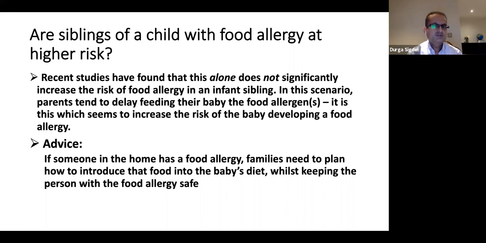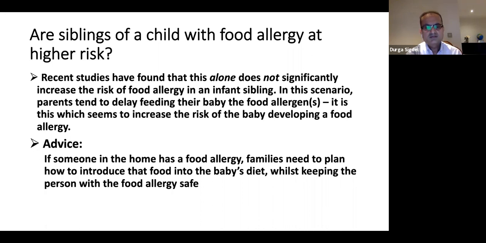This question may have been asked of you many times: are the siblings of a child with food allergy at higher risk of allergy? Maybe the sibling has a milk allergy, and the parents may come to your clinic to ask you to prescribe hypoallergenic food, asking whether the other younger child is allergic to milk or not. But the evidence has shown that if the sibling has a food allergy, it doesn't increase the risk of food allergy in the other sibling.